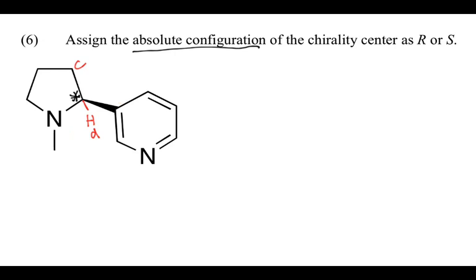Remember, you look at layer number 1. So you look first at only the atoms attached to the chirality center, right? The nitrogen, carbon, hydrogen. Those are the things attached. So it's layer number 1. Nitrogen has the highest atomic number, and so that's A. The least priority is D, right? And so that's what you can determine from layer 1.